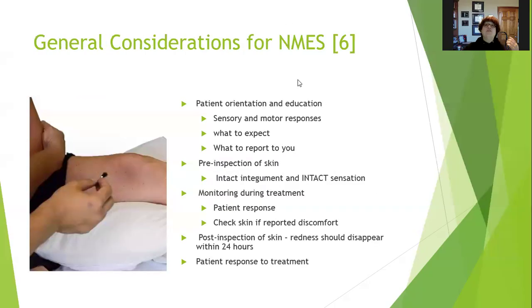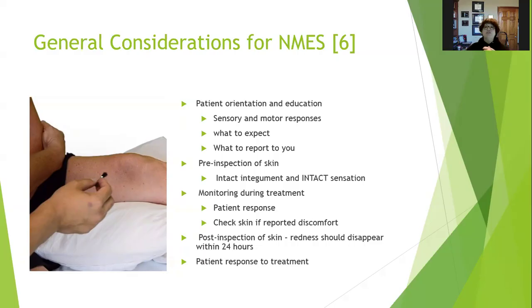So you want to orient your patient and educate them on what to expect, what their sensory response is going to be, what their motor response is going to be. What should they tell you about? And patients learn very quickly what to report. People will say, oh, it feels too bitey in this particular area. As long as you have good communication going, they'll tell you right away. You don't want to delude them about the fact that it's going to be a little bit painful, or it's high sensation, we'll say. You can decide whether it's pain or not.